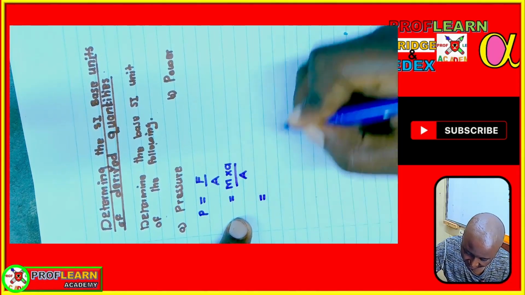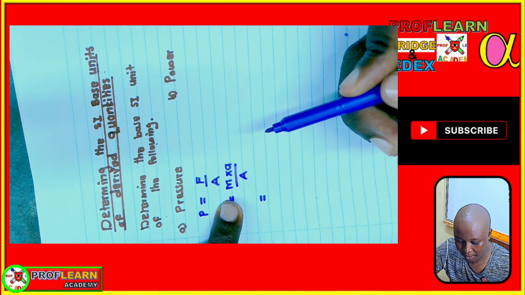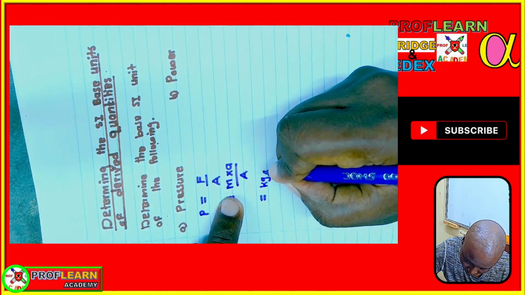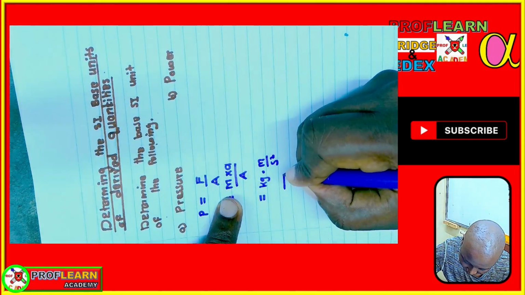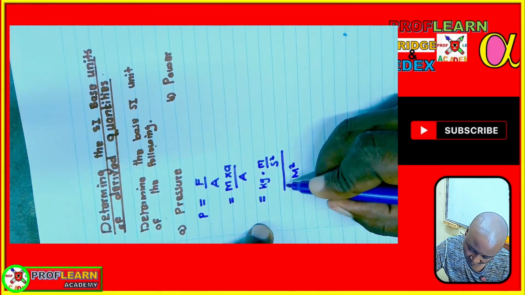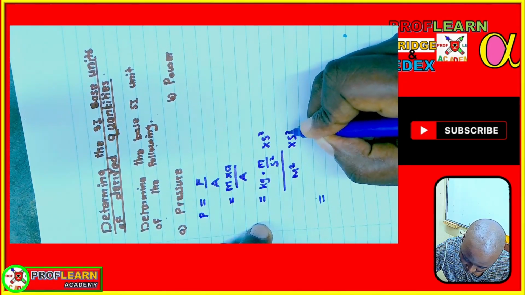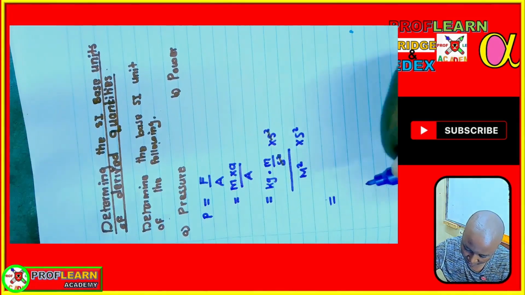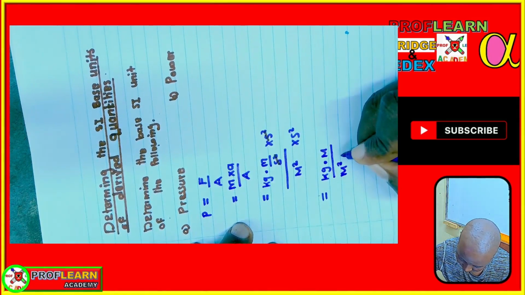Acceleration we know is obtained from change in velocity over time. So the unit for mass is kg, we multiply by the acceleration unit, which is meters per second squared, then divide this by the unit of area, which is meter squared. At this point I need to simplify, so I multiply through by s squared, and the equation becomes kilogram times meters divided by meter squared times s squared.